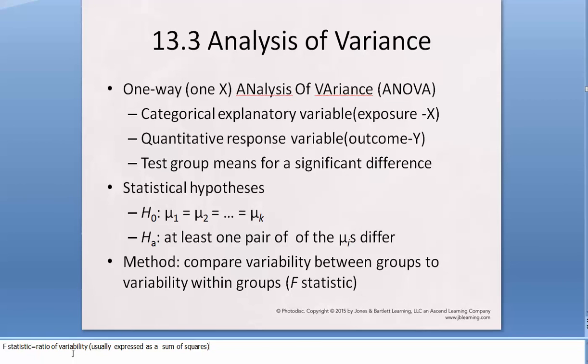And how is variability measured? It is measured in terms of sums of squares. If you think carefully, sums of squares is like the standard variance formula. Remember, you take x minus x bar, and then you square it, and then you sum it up. So variability is measured in terms of sum of squares, and the F statistic will be a ratio of two different types of variability.